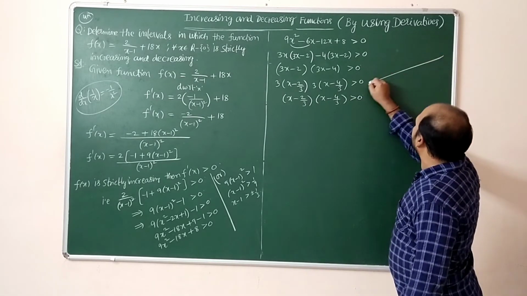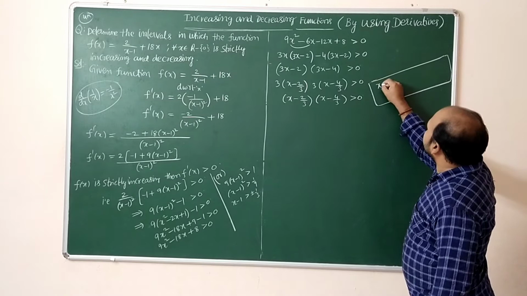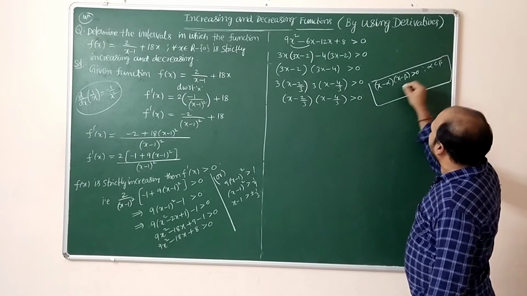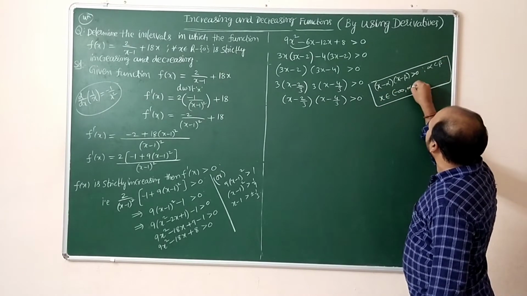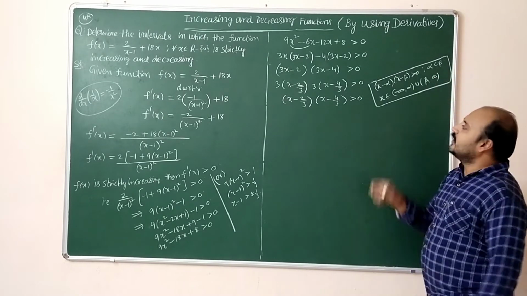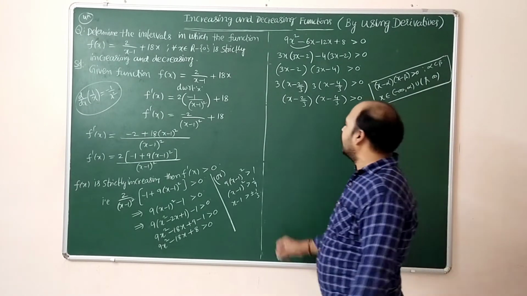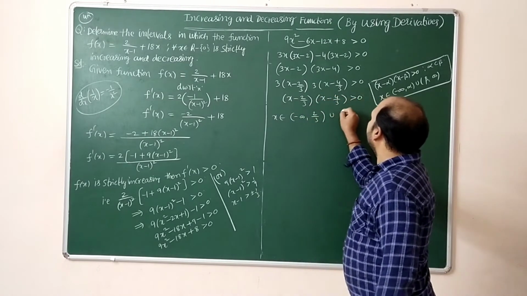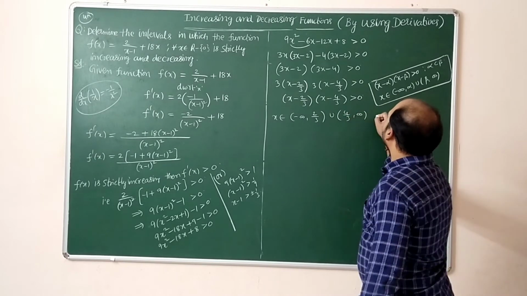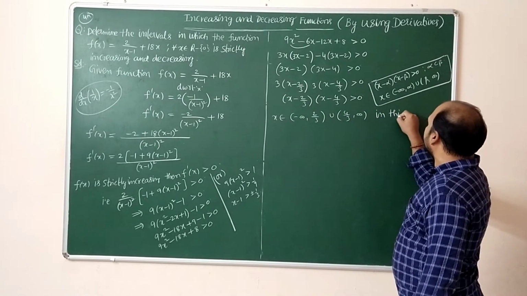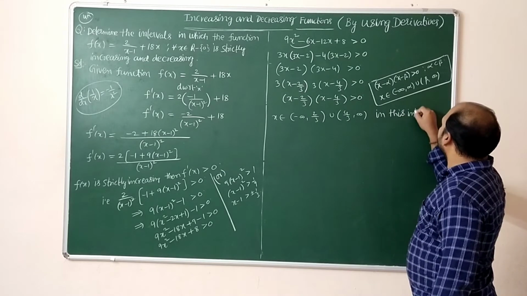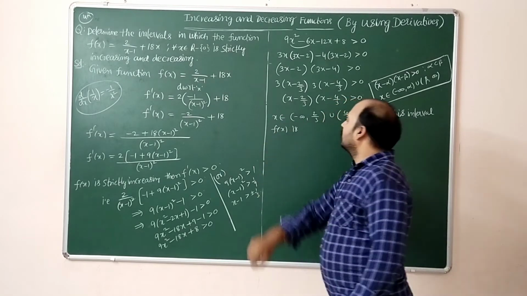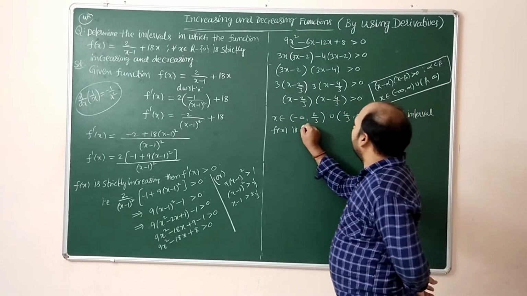It is in the form of, as I said in the previous question, x minus alpha into x minus beta is greater than 0 and alpha is less than beta. Then x belongs to the open interval minus infinity to alpha union beta to infinity. In this interval the function is increasing. Therefore, x belongs to minus infinity to 2 by 3 union 4 by 3 to infinity. In this interval, f of x is strictly increasing.